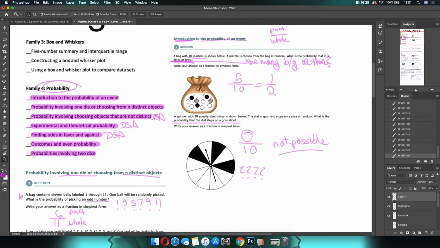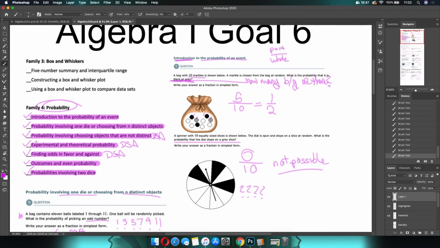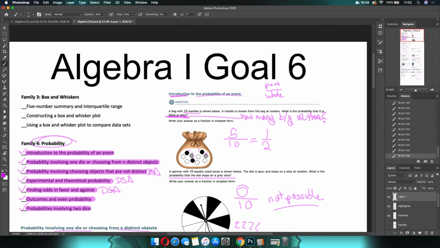And that, ladies and gentlemen, is everything for probability, which is the final family of topics in Algebra 1, Goal 6. You now have everything you need in order to be successful on the BSA.